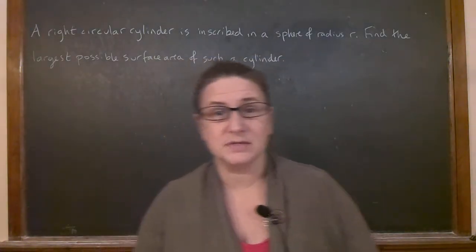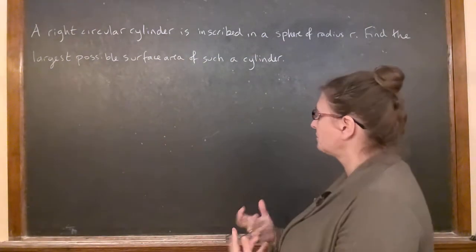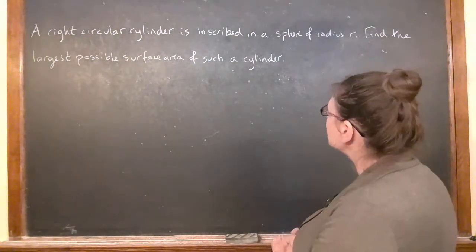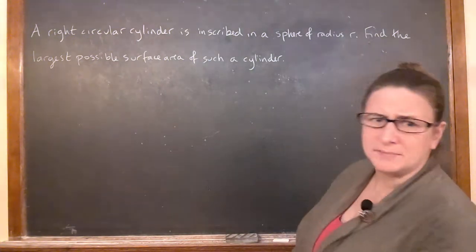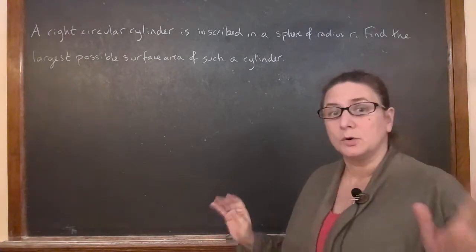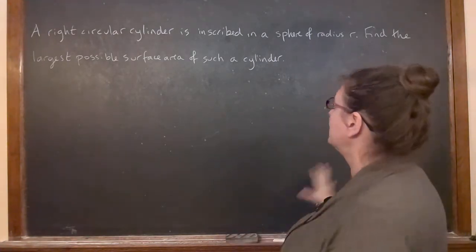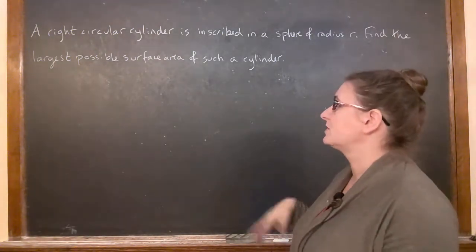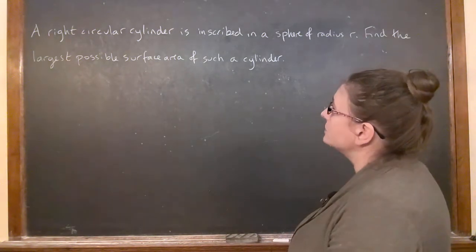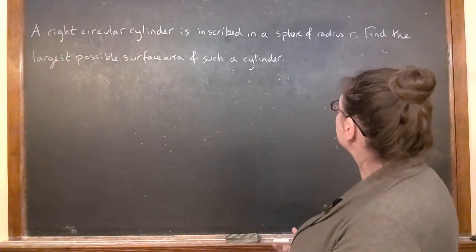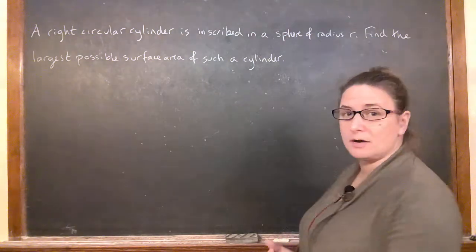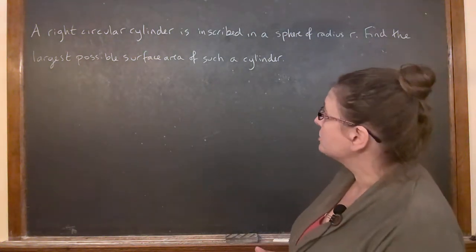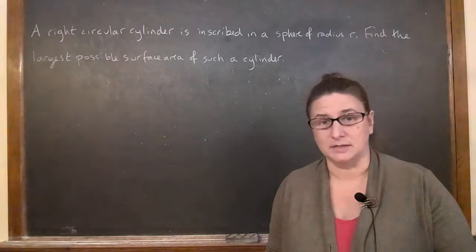So this problem is perhaps a little more interesting or difficult to set up, or just a little more confusing, but we'll go through it. It's not that bad if you just keep everything straight. The question goes as follows. A right circular cylinder is inscribed in a sphere of radius r. Find the largest possible surface area of such a cylinder.